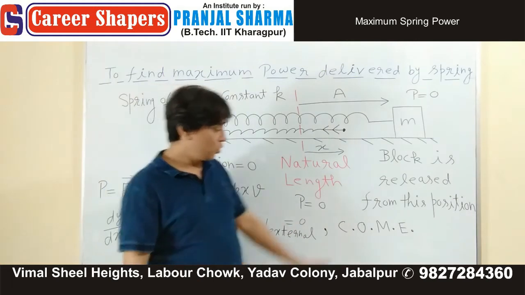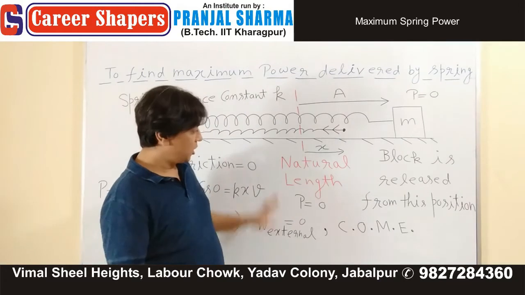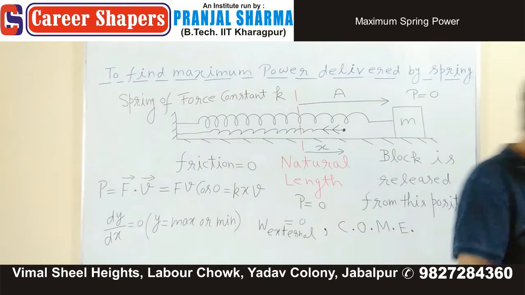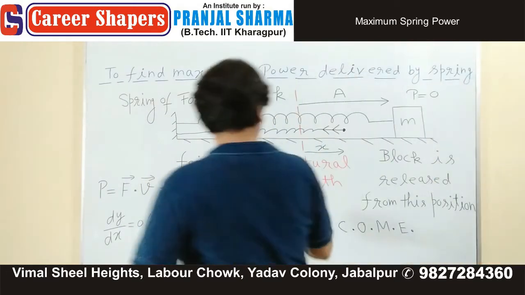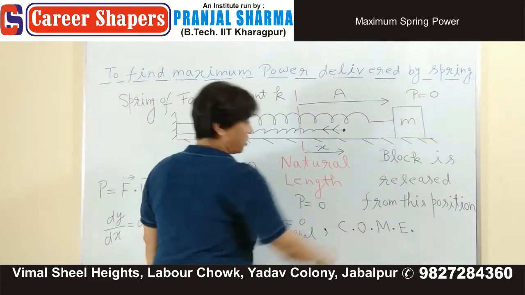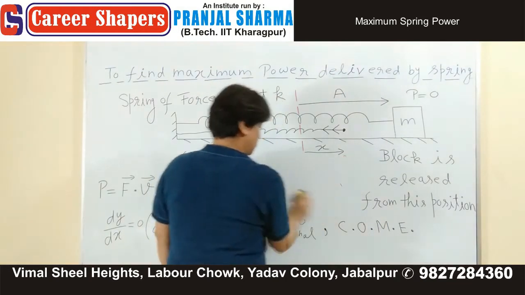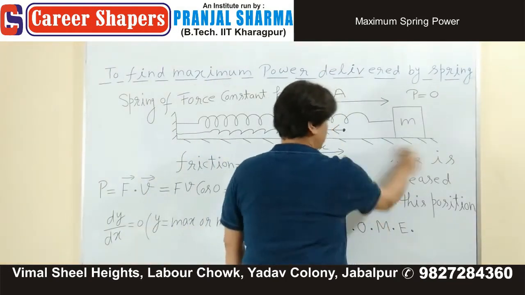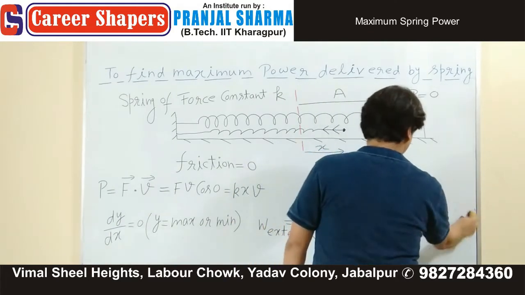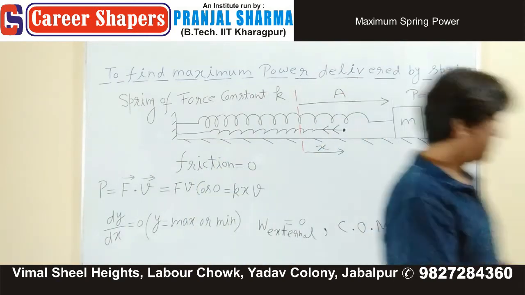Now, how do we use COME? Let's look into this part now. I hope you have drawn the figure and taken all the information from the board. Remember, this is the natural length, and this is the place where the object is released from. So when you use COME, you will be writing kinetic energy at both places, and potential energy at both places.